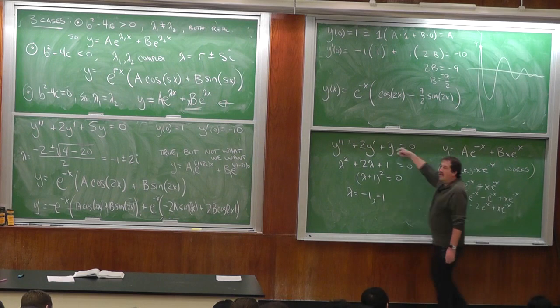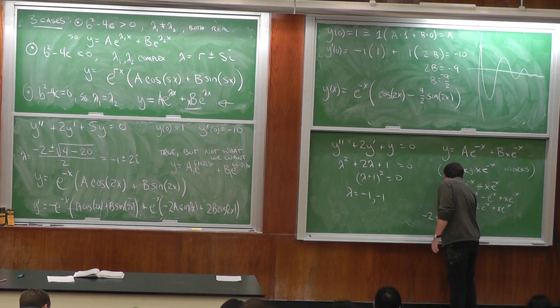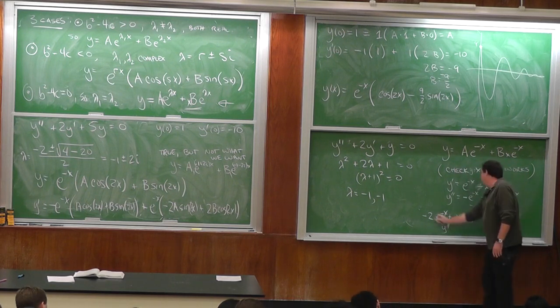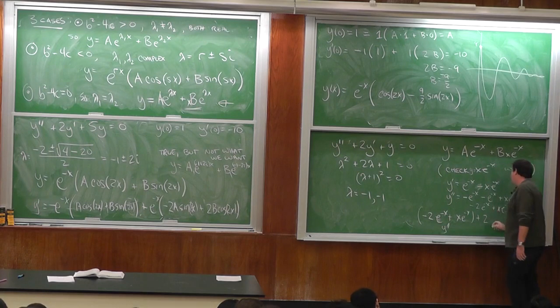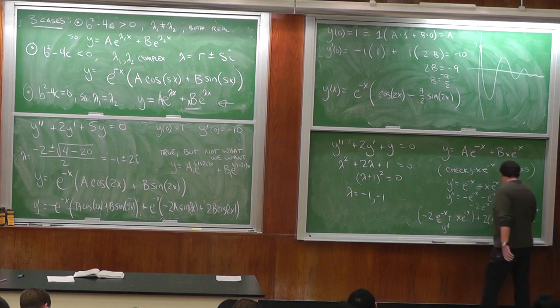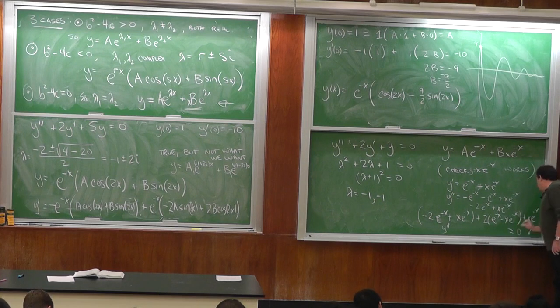Okay, so let's check that that solves this equation. So if I take y double prime, minus 2 e to the minus x plus x e to the minus x, and I add on twice y prime, e to the minus x minus x e to the minus x, and then I add on one more x e to the minus x, I should get 0. So this one cancels that one. 2 times this cancels one of those and one of those, so this indeed equals 0, so it works.